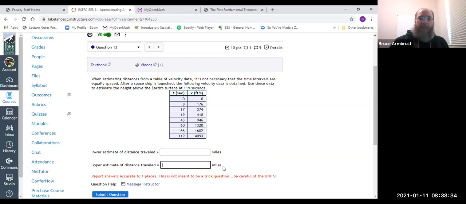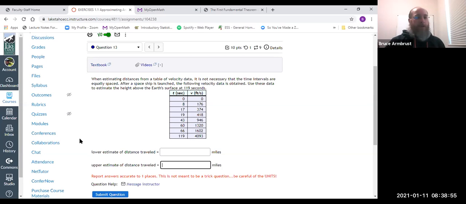This is asking us to give it in miles. And this might be one of the reasons why people had some trouble with this one, is that this number, the 487,067 feet, is not miles. So we have to convert that to miles.